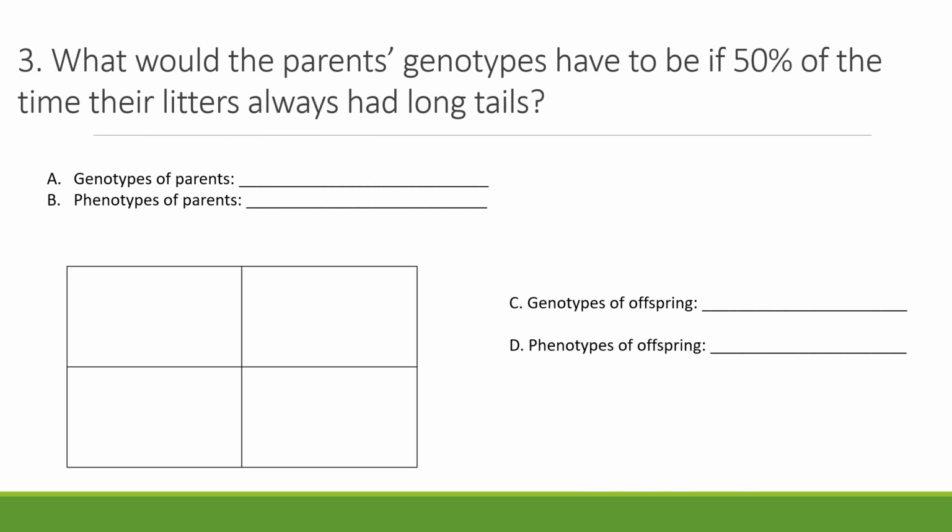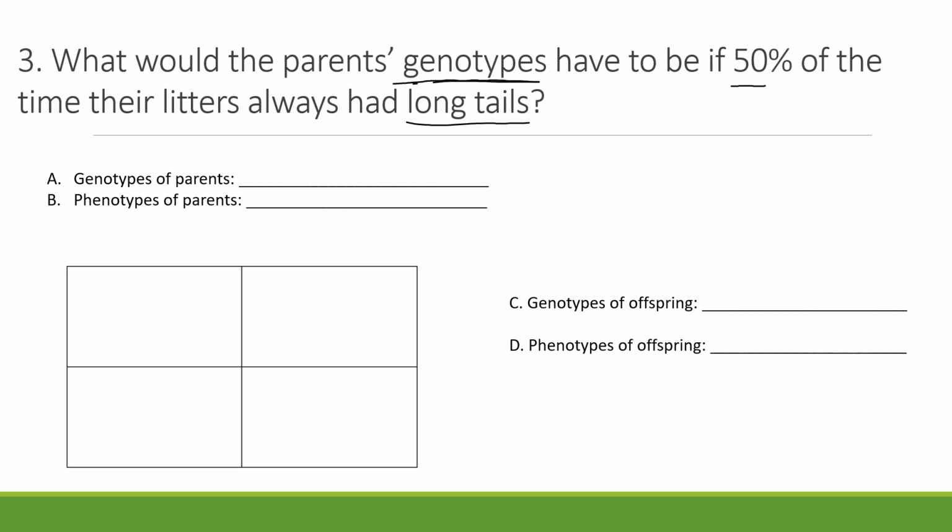Okay, our very last example for today is a little bit different. Our question is, what would the parents' genotypes be if 50% of the time their litters always had long tails? Okay, so this is a little bit of a higher level thinking question. Let's see what we know. What would the parents' genotypes, that's our letters, have to be if 50% of the time their litters always had long tails? So I actually would start with the Punnett square on this one.